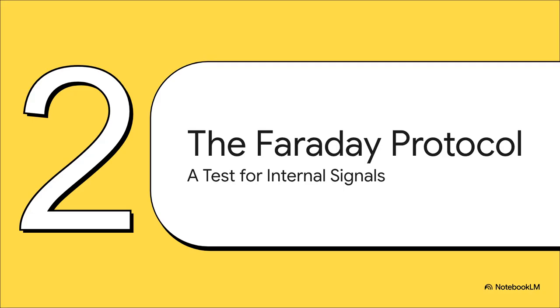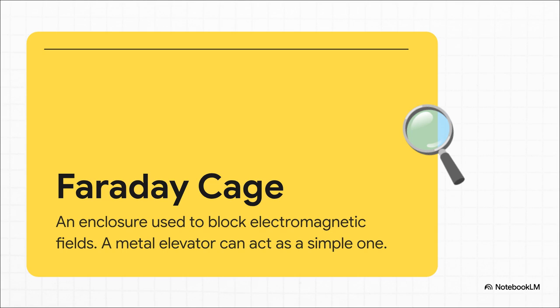Okay, but wait. How are you supposed to tell the difference between a signal from, say, your Fitbit and a signal that's supposedly coming from a person? It's a good question, and the source material has an answer. They propose a very specific test for this, called the Faraday protocol, or what most people call the elevator method. Now, this whole method is actually based on a real scientific concept, the Faraday cage. You might have heard of it. It's just an enclosure, usually made of metal, that blocks electromagnetic fields.